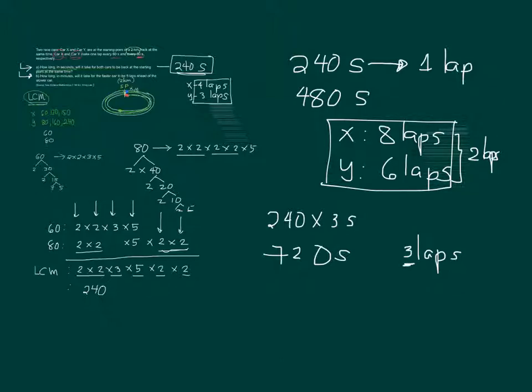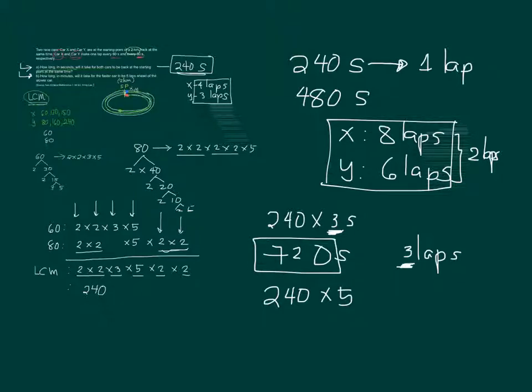And if that theory is proven to be true, then that means if we want to know how long it will take for the faster car to be 5 laps ahead of the slower car, then all we have to do is to multiply 240 by 5 and then check if they really have a difference of 5 laps. Okay, but let's look at 240 times 3.